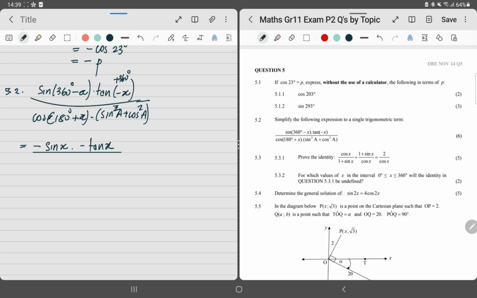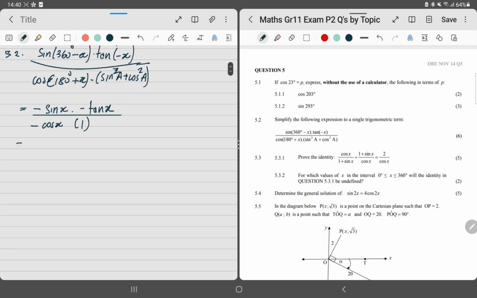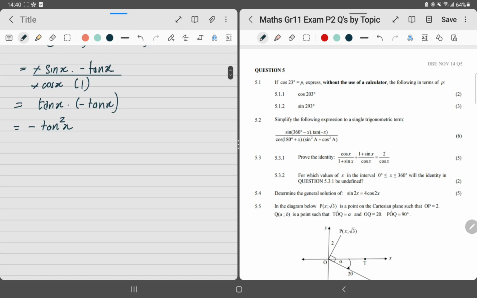180 plus is in the third quadrant. In the third quadrant, cos is negative. And that's just 1. So this sine over cos is tan. So this is tan x multiplied by negative tan of x. So this is negative tan squared x.